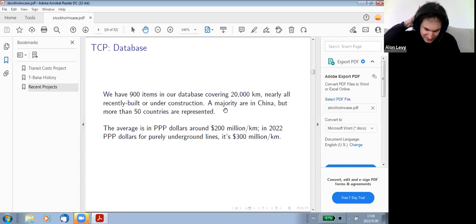The database says our average is $200 million a kilometer, but this includes elevated lines, and this includes old numbers that are not yet sanitized. In today's money, for purely underground, it's 300. So you should think of this as the global average. This is pulled up by outliers, like, again, Second Avenue Subway, for example, but there can't be that many outliers.